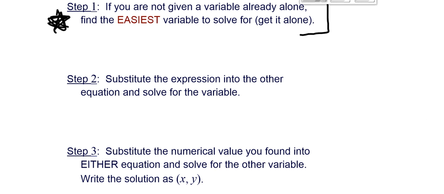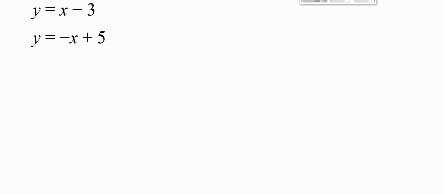Some easier ways to look at it: step 1, if you're not given a variable already alone, find the easiest variable to solve for, get it alone. Step 2, substitute the expression into the other equation and solve for the variable. And step 3, substitute the numerical value you found into either equation and solve for the other variable. Write the solution as (x, y). The two are exactly the same, just this is condensed into 3 steps, whereas the other one has more steps.